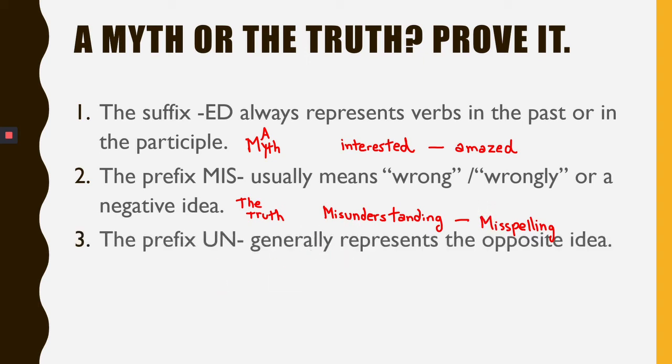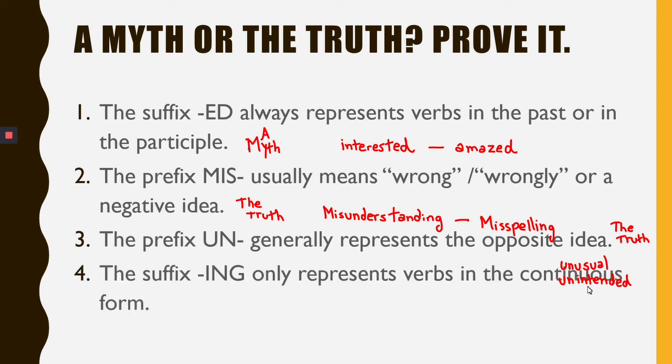The prefix un- generally represents the opposite idea. What do you think? Yes, this is the truth. You're right. I will give you an example. We have something that is unusual, so it's not usual, or unintended. Unintended, guys, means not planned.